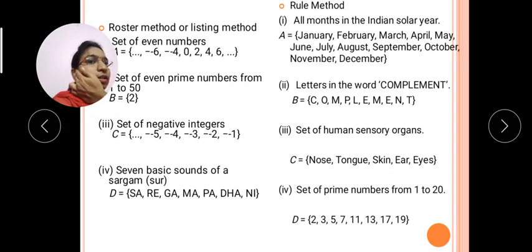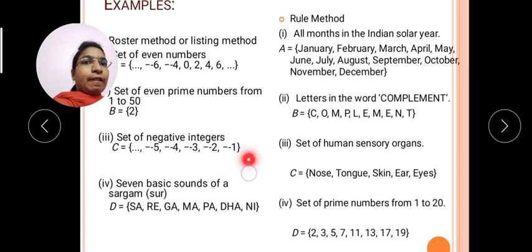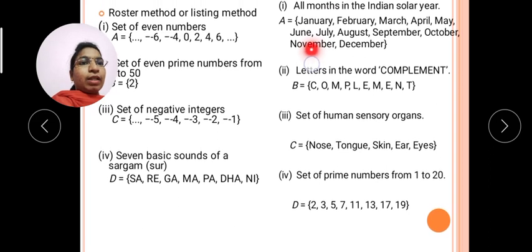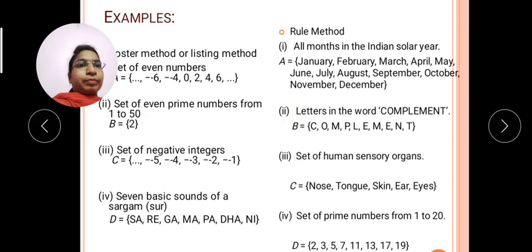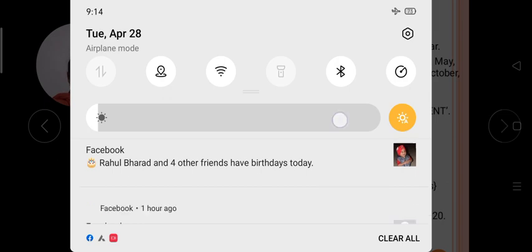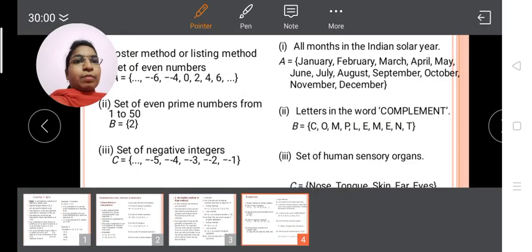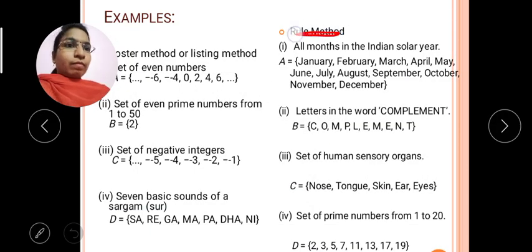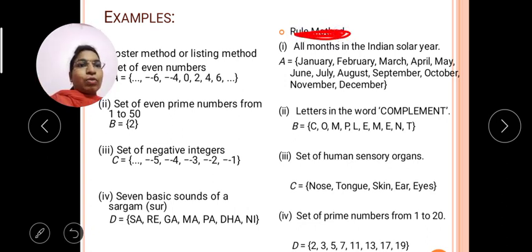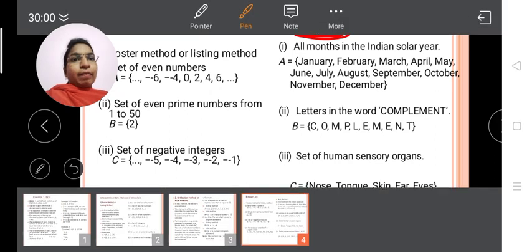Now some more examples. This is also a listing method only. All the months in the Indian solar calendar: January, February, March, April, May, June, July, August, September, October, November and December. These are the 12 months.